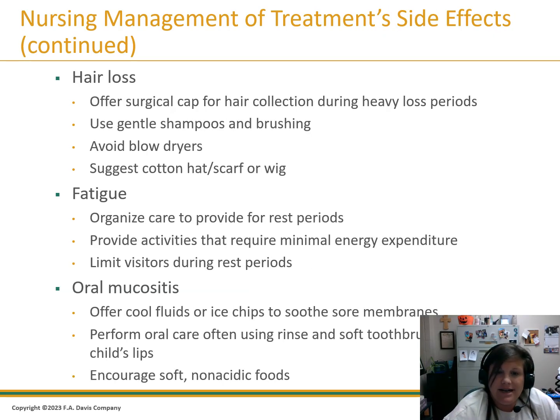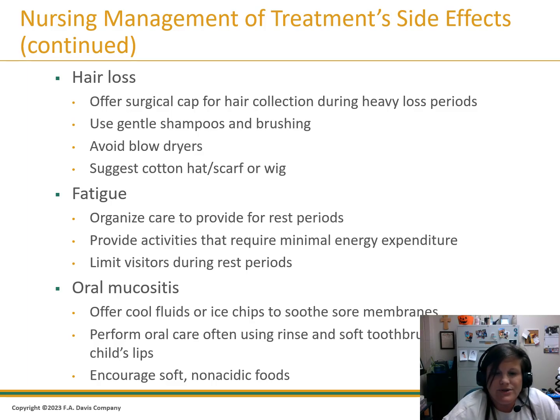With hair loss, some of the things to remember is that there should be gentle shampoos utilized for care of that, as well as certain kinds of brushes that are gentle on the scalp. They can be encouraged to use a surgical cap to collect hair when it's likely that they're going to be losing it. Blow dryers should be avoided because they can cause burns to the scalp, and they can use hats or scarves or a wig once they have experienced that heavy hair loss.